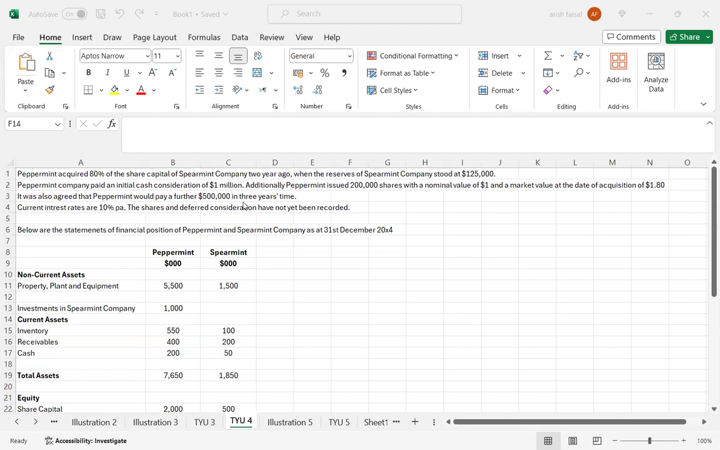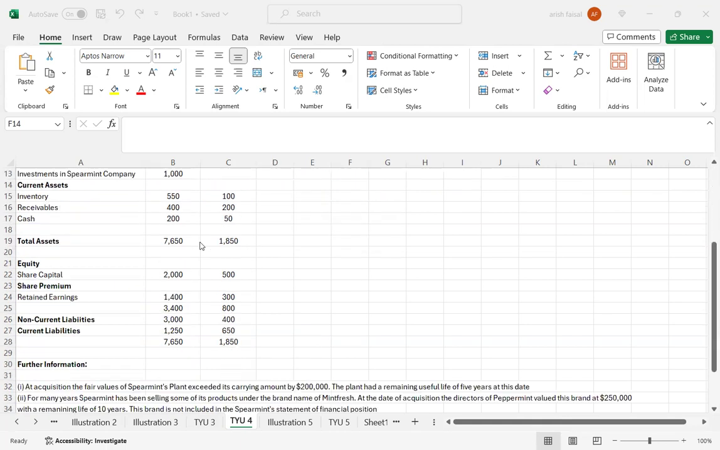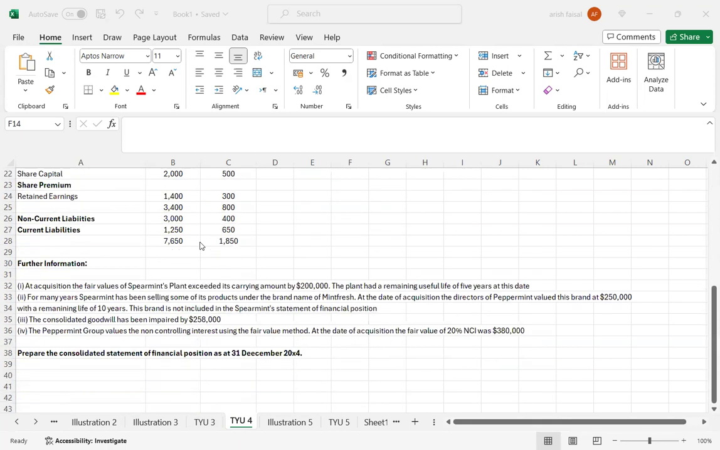Obviously, the shares and deferred consideration have not yet been recorded, because if they had been recorded, you would have found it in this amount over here. But as this amount is only 1 million, it represents only the cash consideration provided. So while you're consolidating the balance sheet, you have to ensure that you do record the shares and the deferred consideration. Okay. So now we can also have a look at the further information.